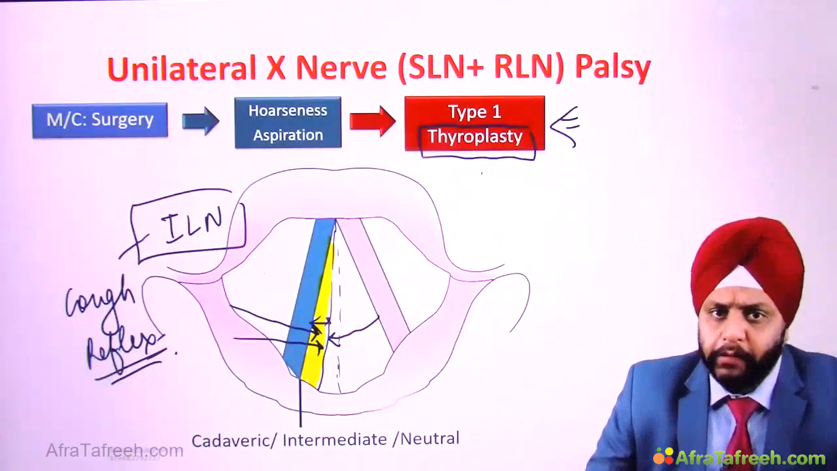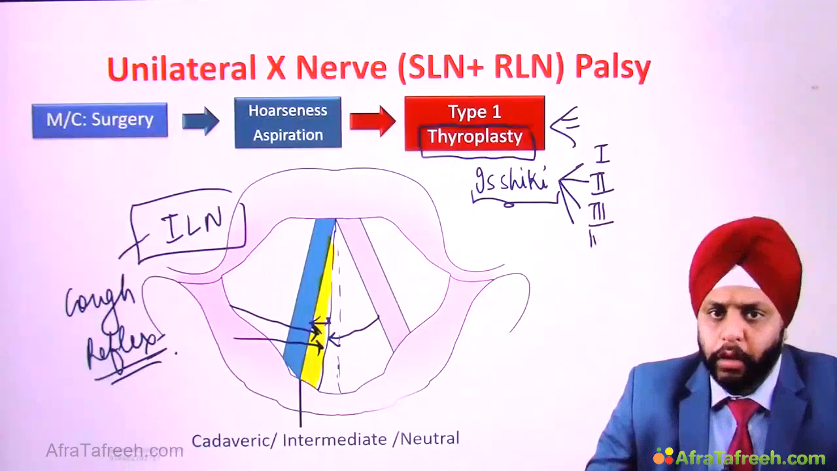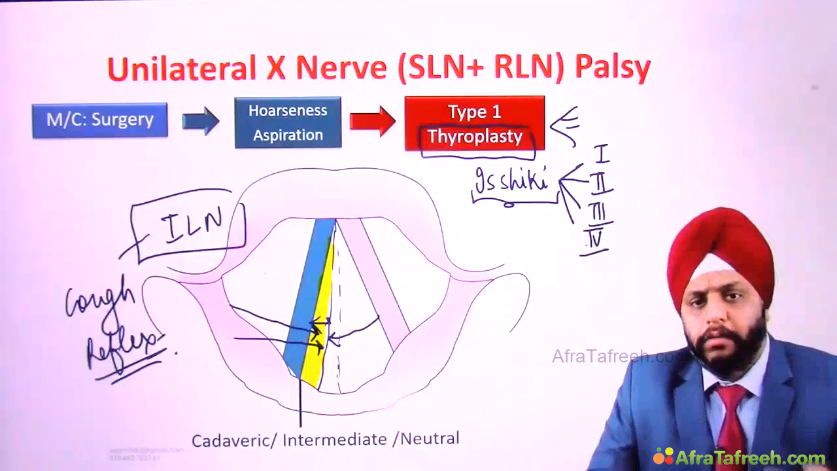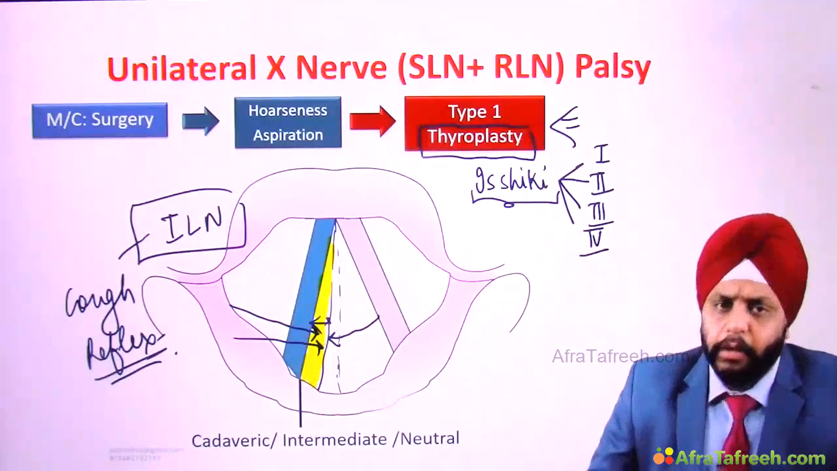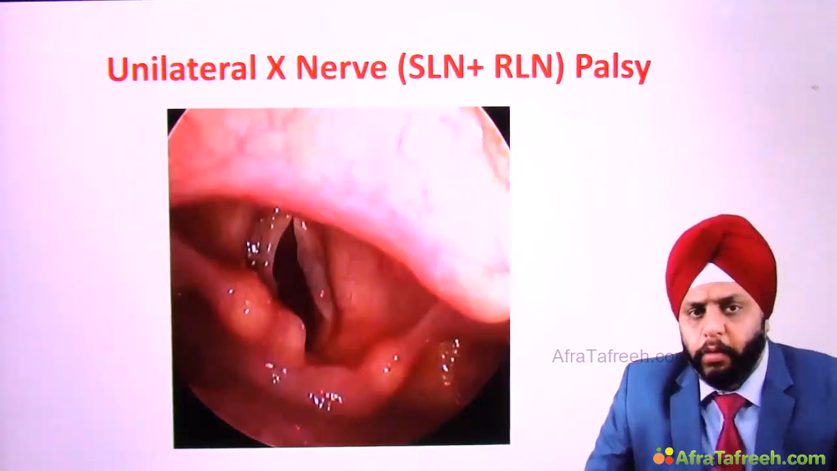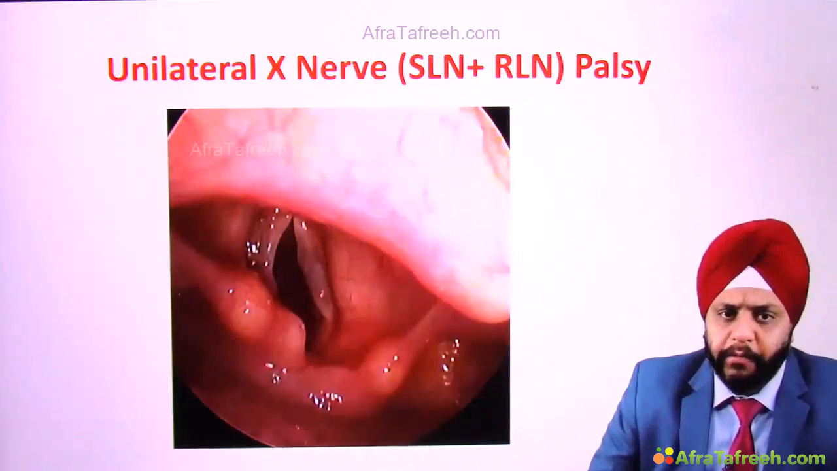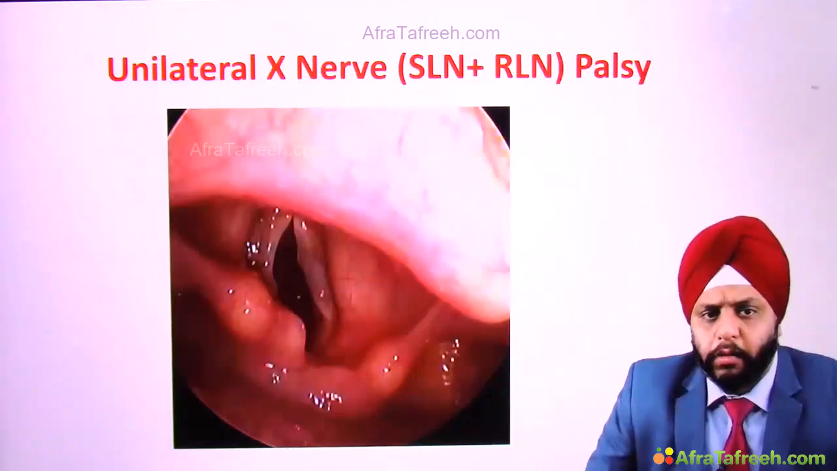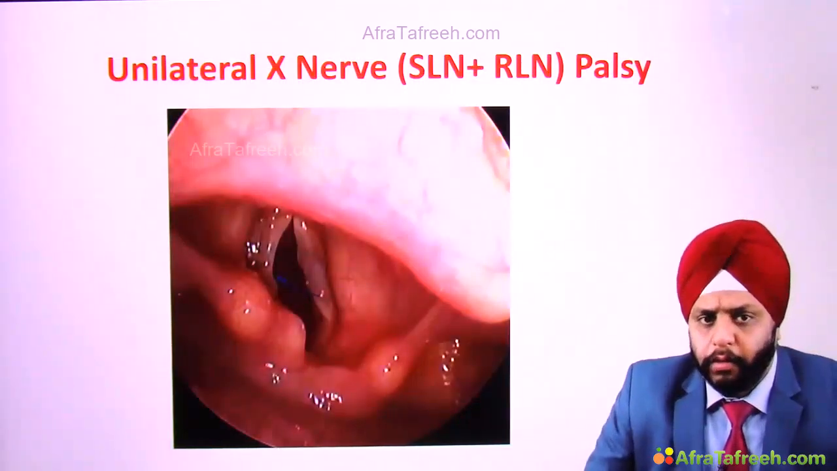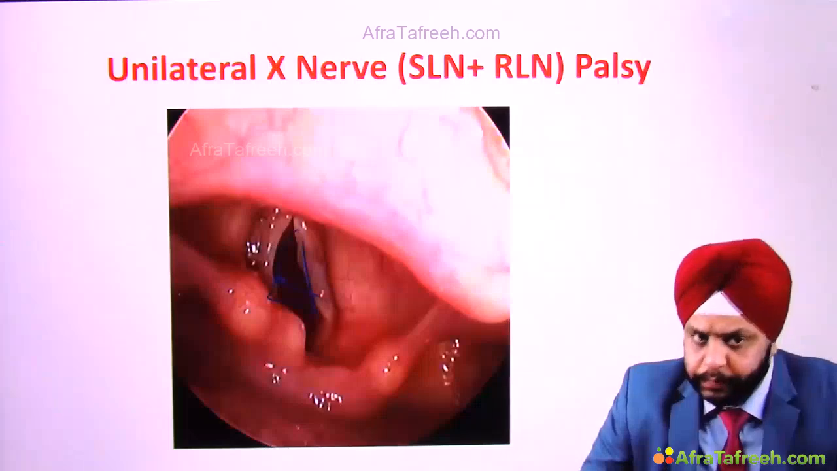These thyroplasties were described by Isshiki, and we have 4 types of thyroplasty. Type 1, 2, 3 and 4. We will discuss each of these thyroplasties slowly in this topic, right? Now let's look at this photograph. What do you see? You see a 10th nerve palsy. Both recurrent and superior laryngeal nerve have undergone palsy, and despite the maximum effort, the vocal fold is not able to cross the midline and meet the other vocal fold. So this much gap always remains in the airway of this patient, right?